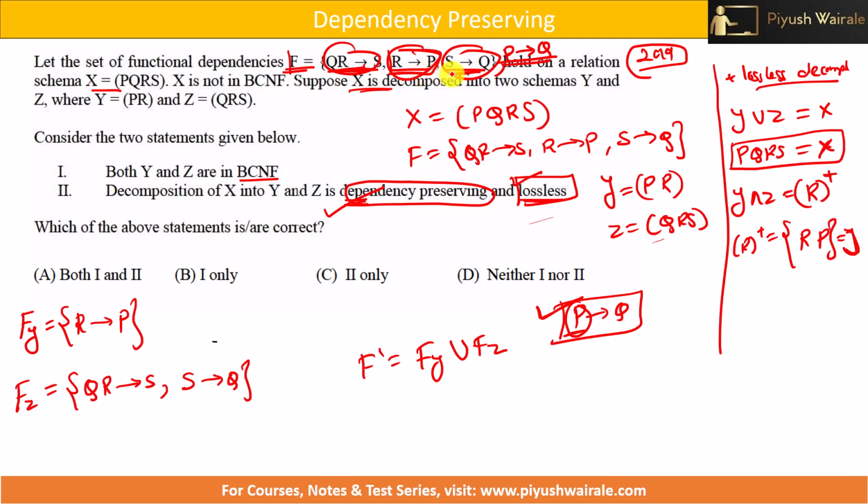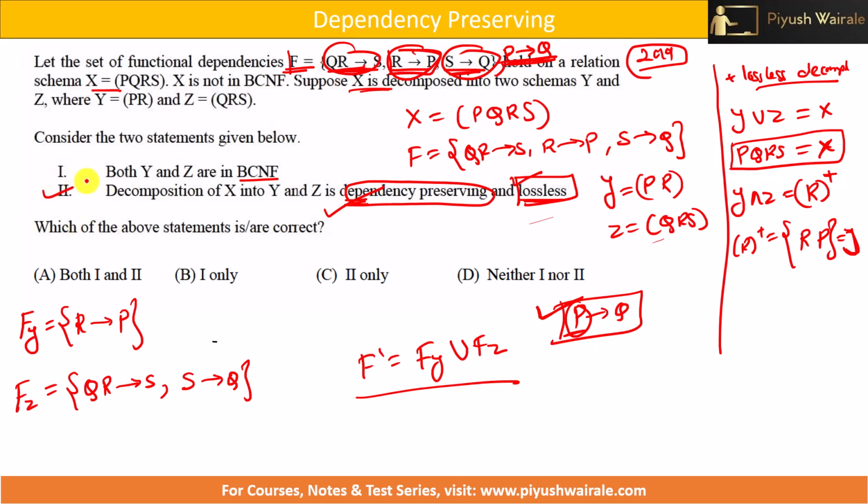So there is no need to consider these particular steps here. You have to consider these steps only if any one of the FDs is not getting preserved directly in the decomposition. For that FD only we have to do these steps. I hope you understand this.